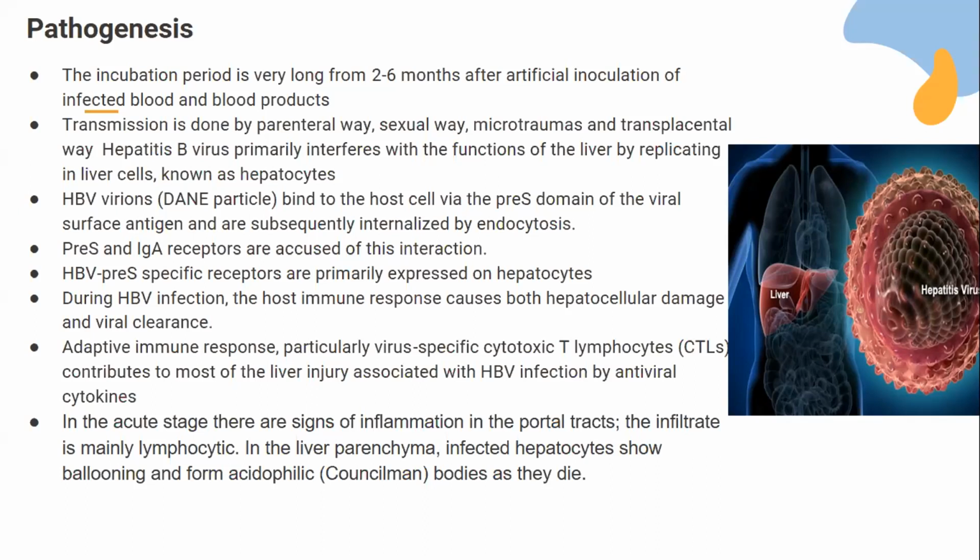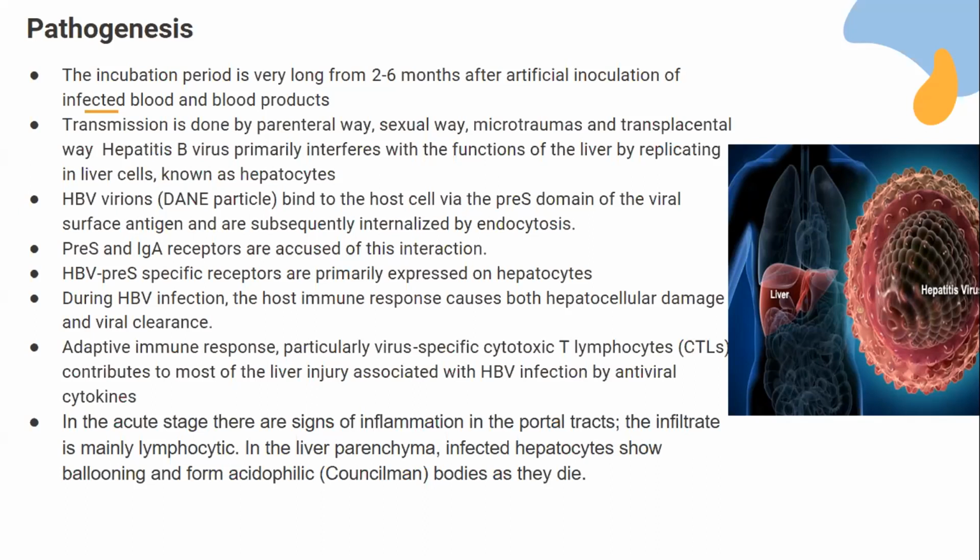And hepatitis B virus primarily interferes with the function of the liver by replicating in liver cells known as the hepatocytes. And the HBV virions, or your Dane particles, bind to the host cells via the pre-S domain of the viral surface antigen and are subsequently internalized by endocytosis. And the pre-S and the IgA receptor are accused of this interaction. And HBV pre-S specific receptors are primarily expressed on hepatocytes.